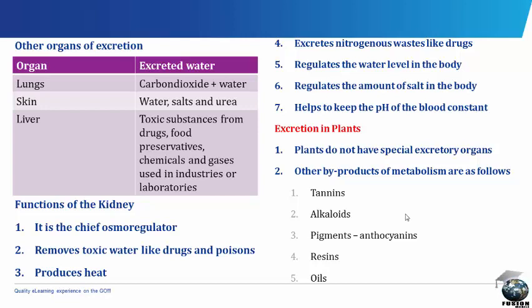Excretion in plants. Plants do not have special excretory organs. Terrestrial plants excrete carbon dioxide and water through the stomata in the leaves and lenticels in stems and roots. Other byproducts of metabolism are the tannins, which are found in leaves of tea and unripe fruits, the alkaloids such as cocaine, morphine, quinine, etc., the pigments through petals and dry leaves, the resins from conifers, and the oils, for example, cinnamon from the cinnamon tree, clove oil from buds of the clove tree, ginger from the ginger plant, and pepper from the pepper plant.